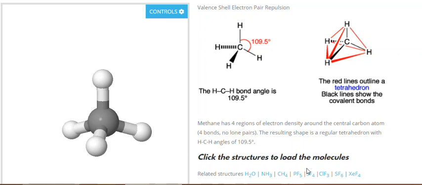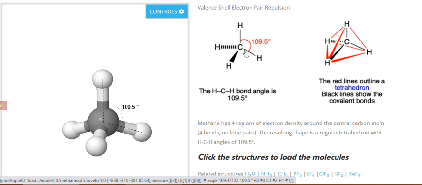Today we will talk about valence shell electron pair repulsion of methane and related molecules. As you can see in the image, the hydrogen-carbon-hydrogen bond angle is 109.5 degrees in methane. Methane has 4 regions of electron density around the central carbon atom: 4 bonds and no lone pairs. The resulting shape is a regular tetrahedron with a hydrogen-carbon-hydrogen angle of 109.5 degrees, with 4 bonded hydrogen atoms on the central carbon atom.